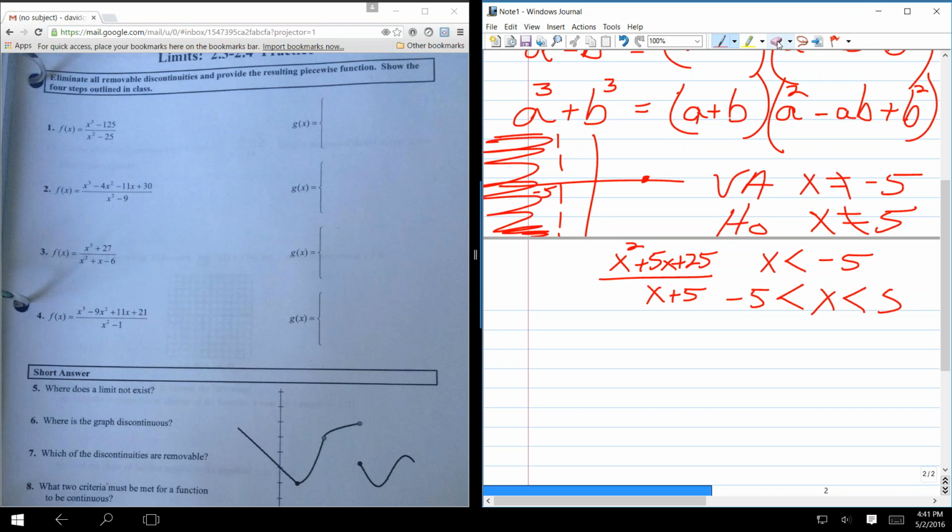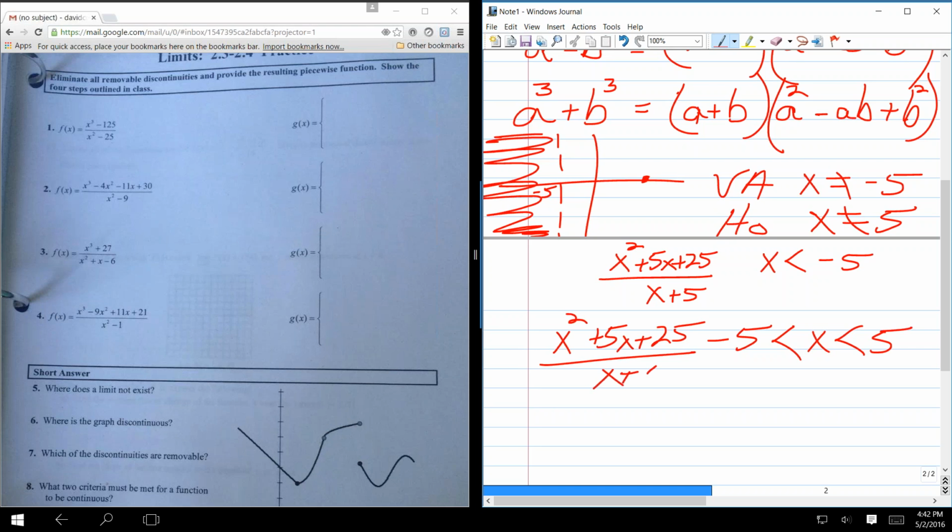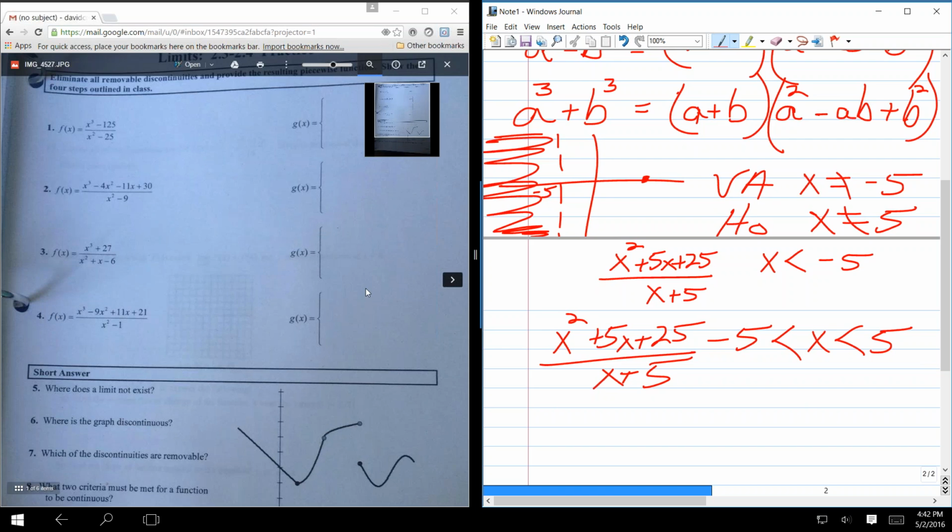Let me put a little room in there. And it's the same function: x squared plus 5x plus 25 all over x plus 5. You don't see many piecewise functions that end up being the same function everywhere in each part of the piece. So this threw me off a little bit because of that.